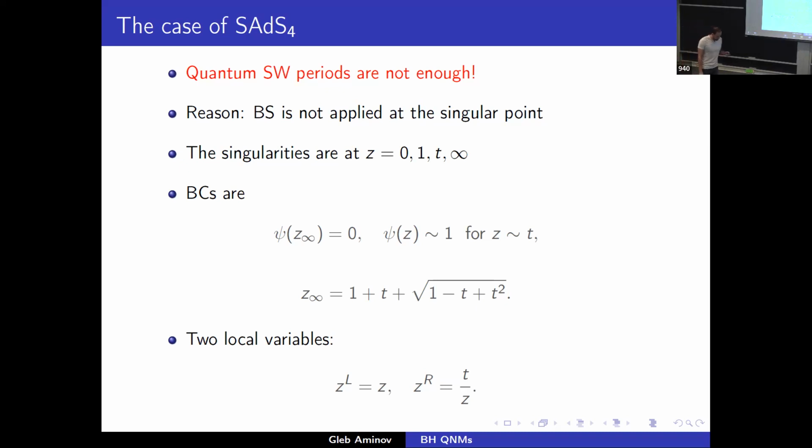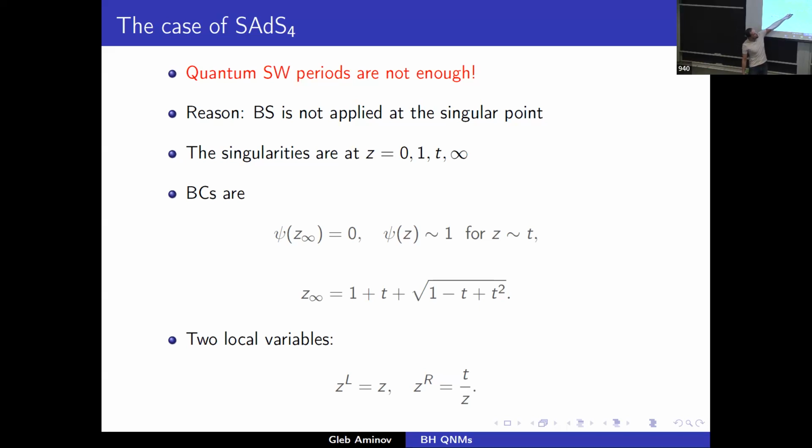But the thing is that here again we want to have analytic expansion in some small parameter, and quantum Seiberg-Witten periods will not be enough for different reasons. But one of the main ones is that the boundary condition is different. When you do the Seiberg-Witten quantum curve, you ask for the wave function solution to be regular at certain points, and it turns out that the AdS boundary is not situated at the singular point of the equation. So the boundary condition is applied at some random point from the point of view of the equation.